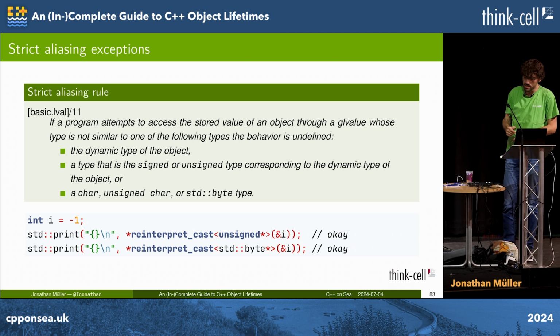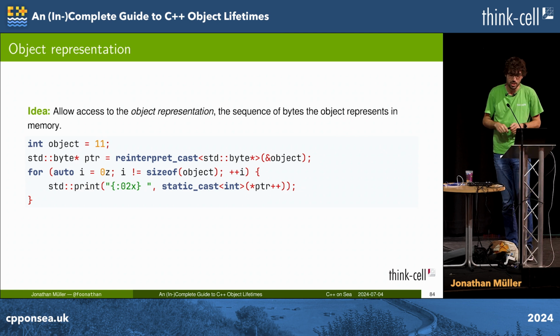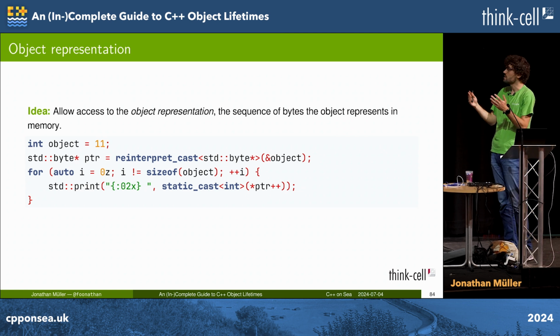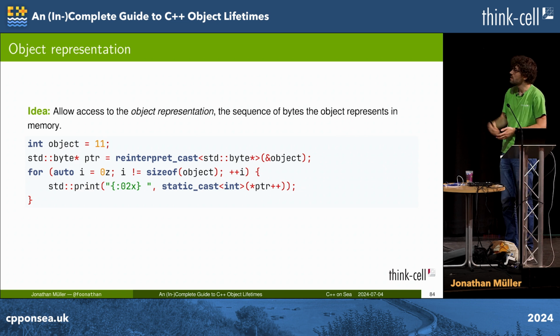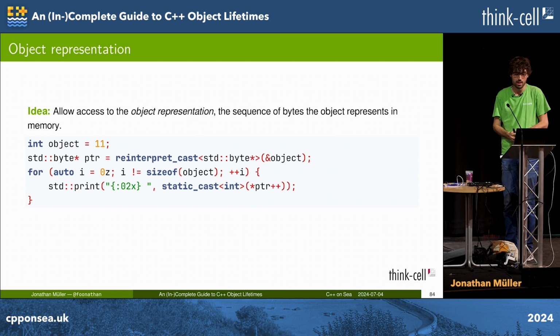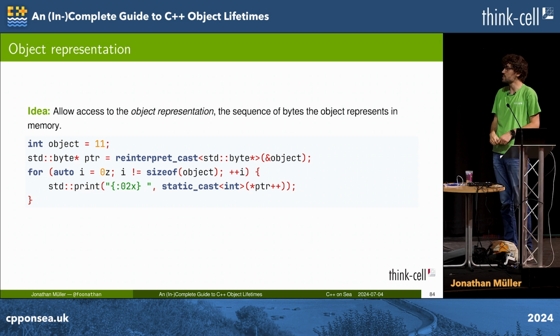And the idea behind the last one is that we can use it to access the object representation. So we can iterate over the raw bytes of an object. And without the exception, this would be undefined behavior because we don't have bytes. We have an int, so we can't dereference a byte pointer. But with the strict aliasing exception, this is fine.